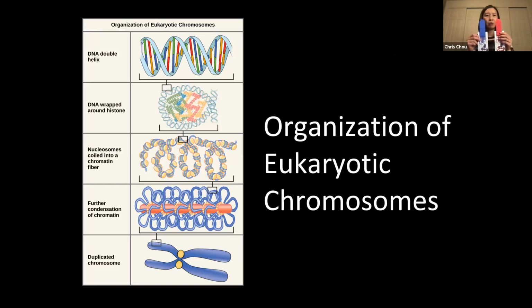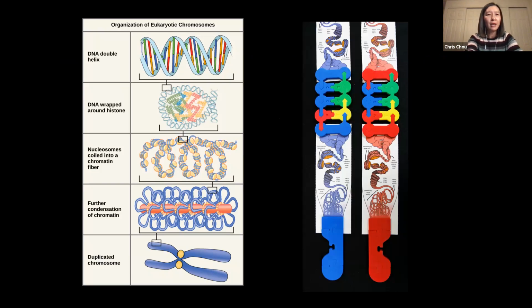And so now we're going to go through talking about the organization of eukaryotic chromosomes. So you notice these are in linear fashion. So this is a linear chromosome, which is eukaryotic genetic material. And so looking at this diagram and then comparing your model to this diagram, can you identify the different parts as I go through them?